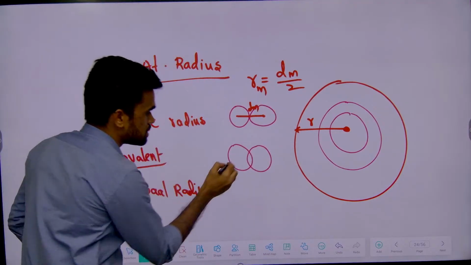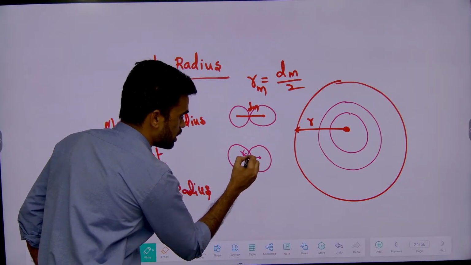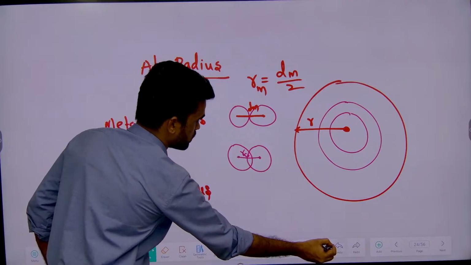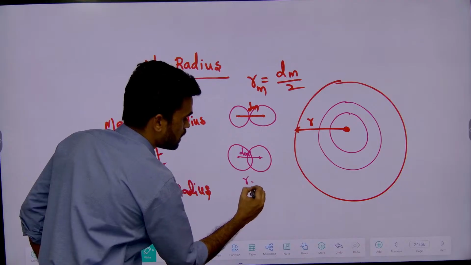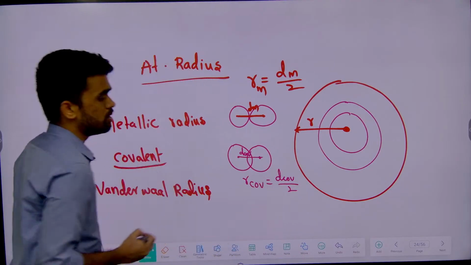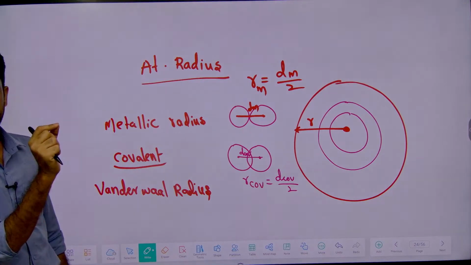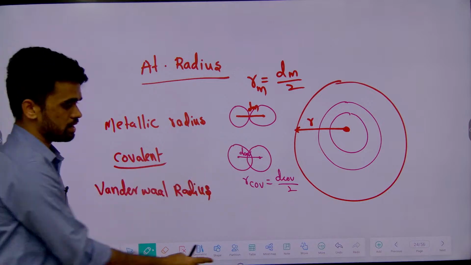In this case, see, this is R covalent I am saying, or D covalent I am saying. D covalent. Then R covalent, what happens? D covalent by 2. Why? Because if I say something like a diameter, half of it we are considering as the radius. You can understand in that way.